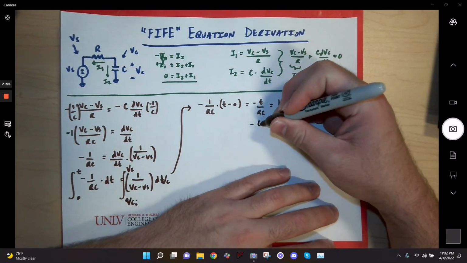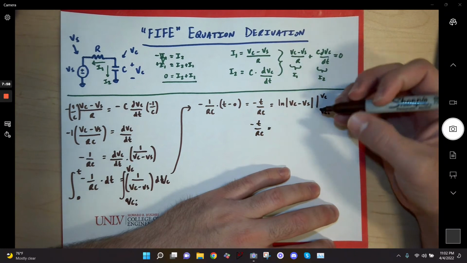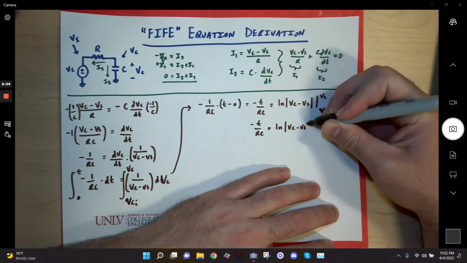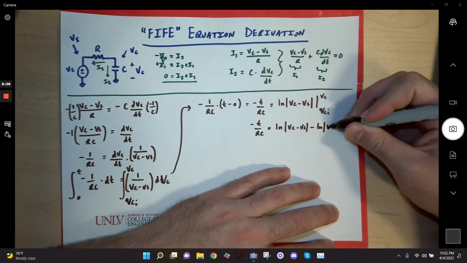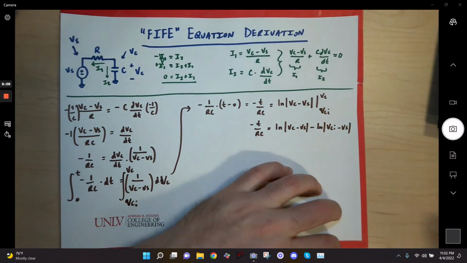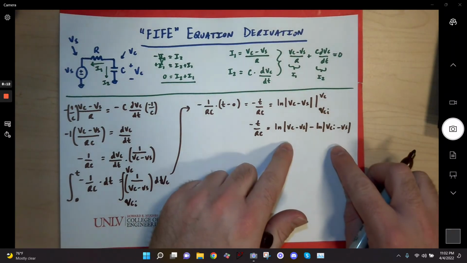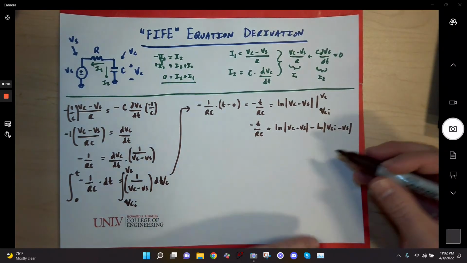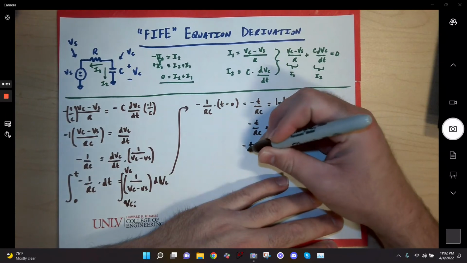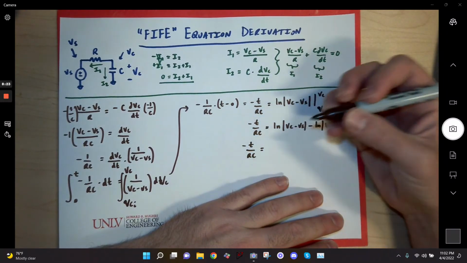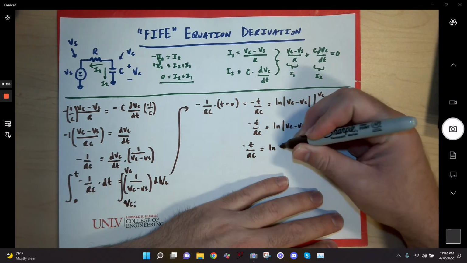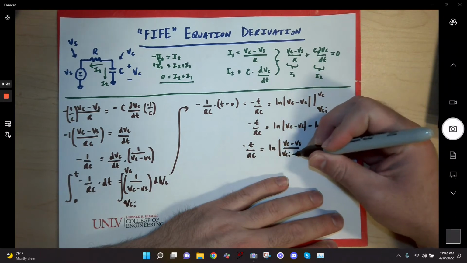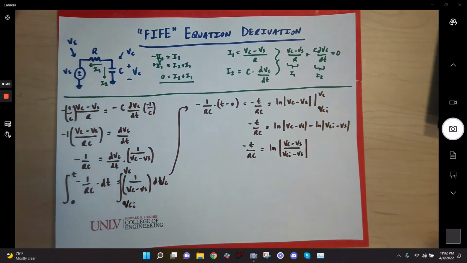So I can write this as -t over RC is equal to the natural log of VC minus VS, minus the natural log of VCI minus VS. Now, log rules tell me that ln of A minus ln of B is equal to ln of A over B, so I can write this as a fraction. -t over RC is equal to the natural log of VC minus VS over VCI minus VS.